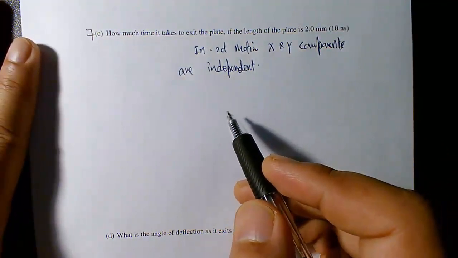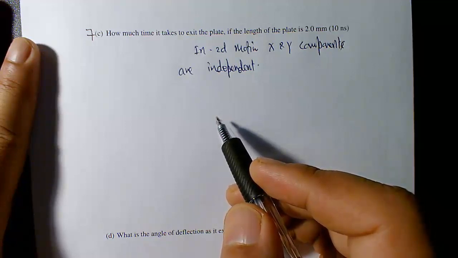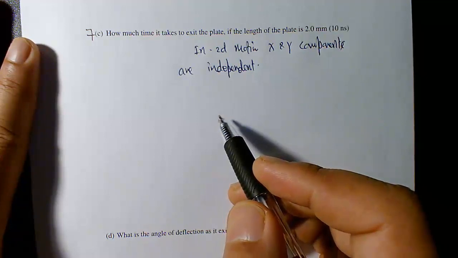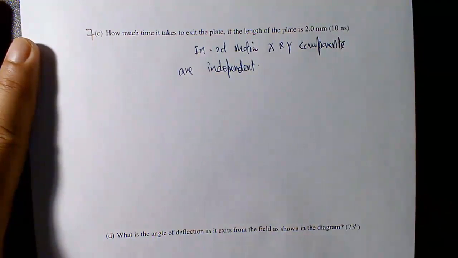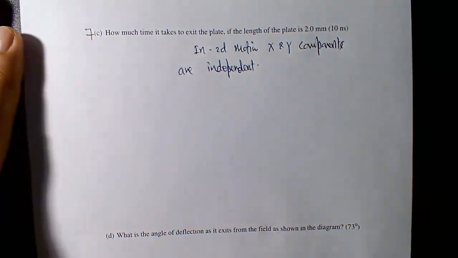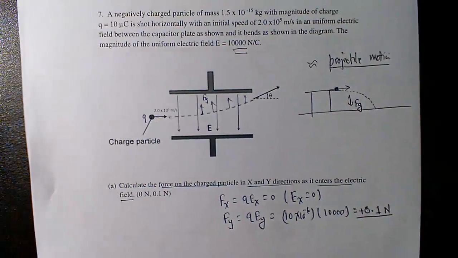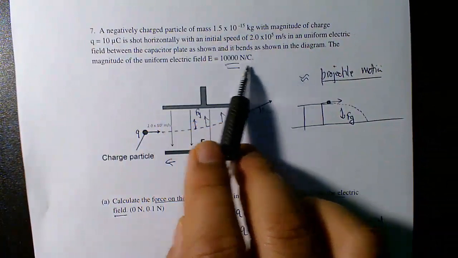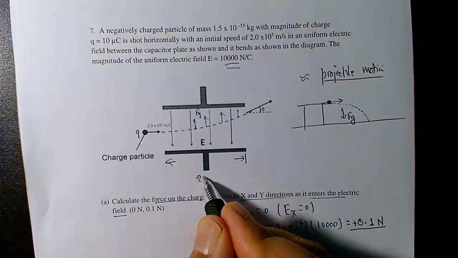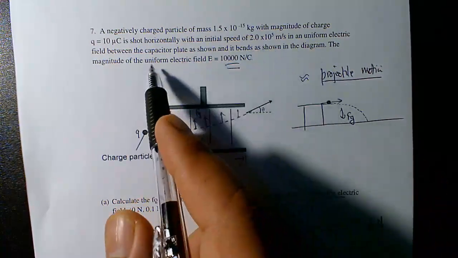Since the velocity is given, let's see, is it missing something? The length of the plate, I forgot to mention here, is 2 millimeter. That's something I forgot.